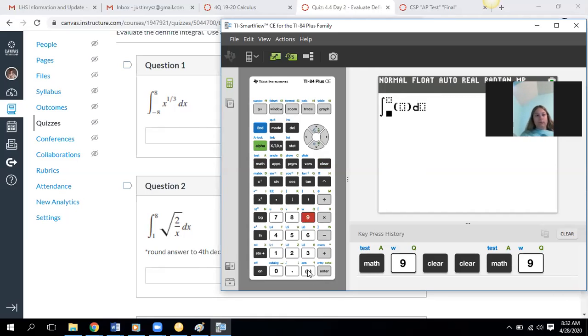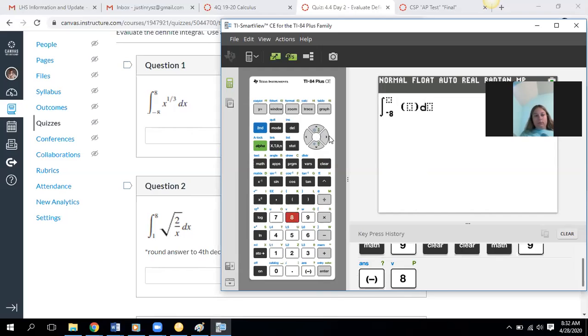And we're just going to type it in. The lower limit is -8. I'll press over. The upper limit is 8. Press over. And I'm just going to type in the equation as it is.